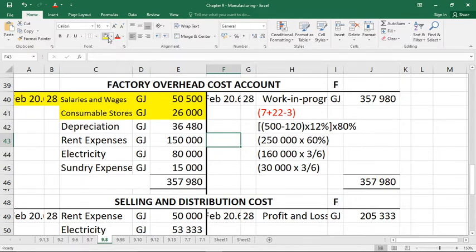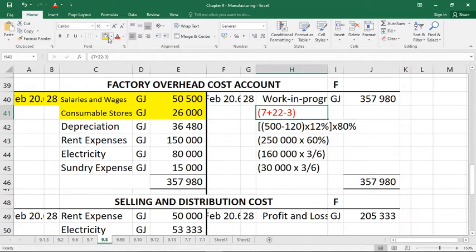Number 7, depreciation must be written off at 12% per annum on diminishing balance method. The office uses 20% of the equipment. The rest is used in the factory. So now how much was equipment? Equipment was 500,000. So we'd first have to say 500,000 minus 120,000, and you're going to get 380,000. Now, if you times that by the percentage of 12%, you're going to get 45,600. That is the total depreciation.